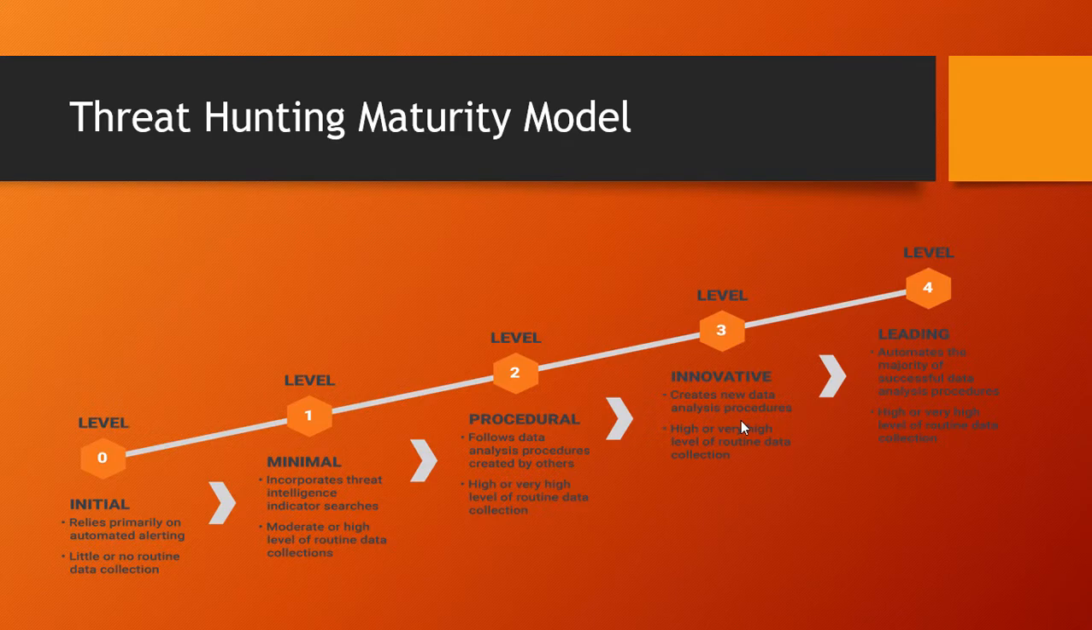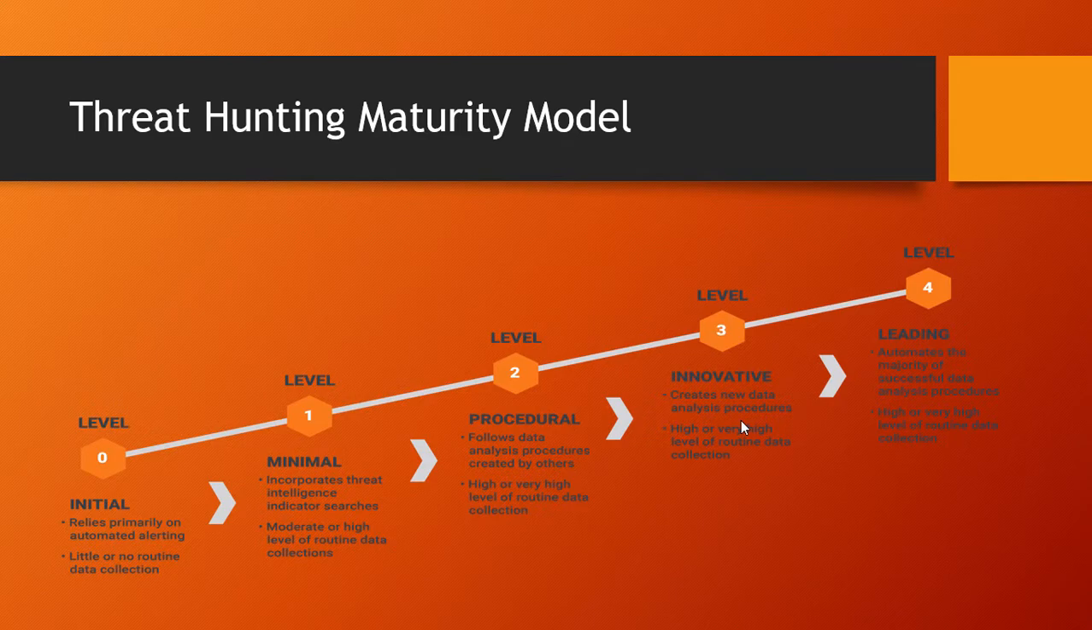Threat hunting maturity model 1, minimal. An organization at threat hunting maturity model 1 still relies primarily on automated alerts to drive their incident response process. But they are doing at least some routine collection of IT data, and they use threat intelligence data to enrich and collect that.